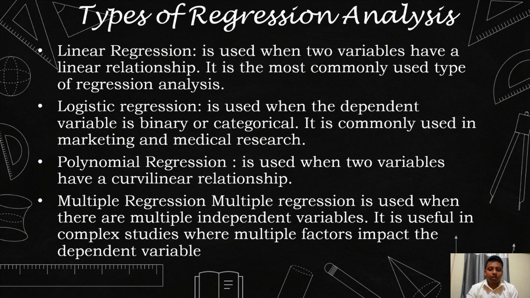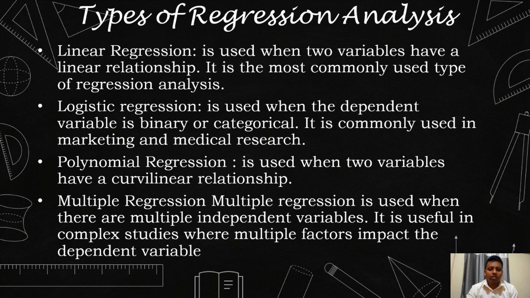Next, types of regression analysis. Linear regression. It is used when two variables have a linear relationship. It is the most commonly used type of regression analysis. Logistic regression. It is used when the dependent variable is binary and categorical. It is commonly used in marketing and medical research. Polynomial regression. It is used when two variables have a nonlinear relationship.